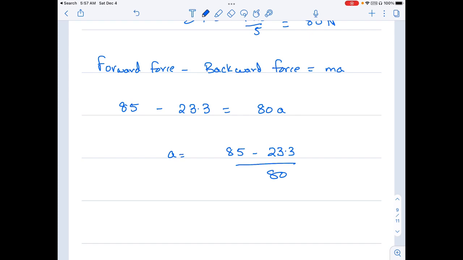So I take the calculator. 85 minus 23.3 divided by 80, with m as 80, then I'll get the answer. In three significant figures, 0.771 meters per second squared. That is the answer.